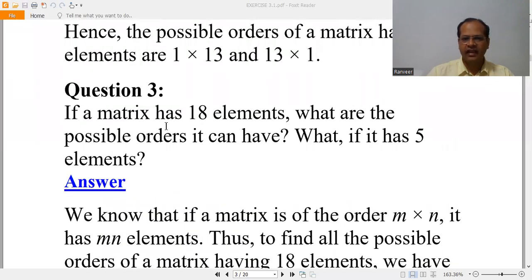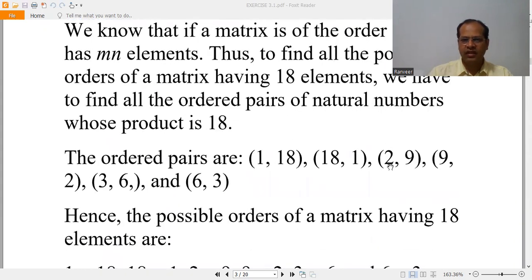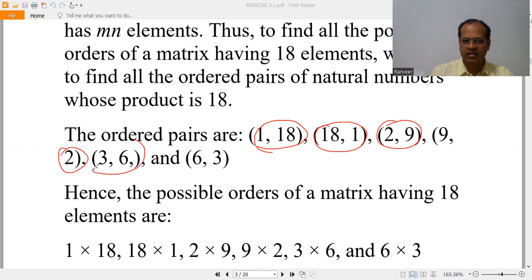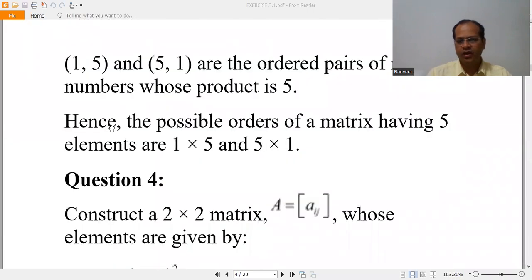If the matrix has 18 elements, what are the possible orders? And what if it has 5? 5 is nothing but an odd number. Same way, for 18, first we start with 1, 18 and 18, 1. After that 2, 9 and 9, 2. After that 3, 6 and 6, 3. After that there are no other possibilities. So these are the possible matrices when 18 elements are required. And for 5, only 1, 5 and 5, 1 are the possibilities.